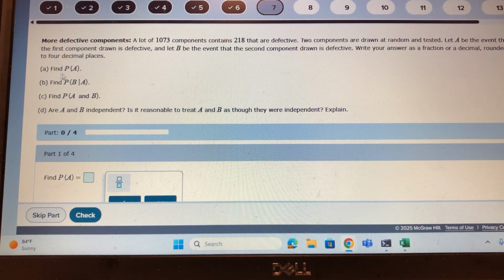So what's the probability of A alone? What's the chance of getting a defective item or component the first time you draw? This is like my M&M example where it was 3 out of 10 at first, but then it dropped to 2 out of 9 the second time.